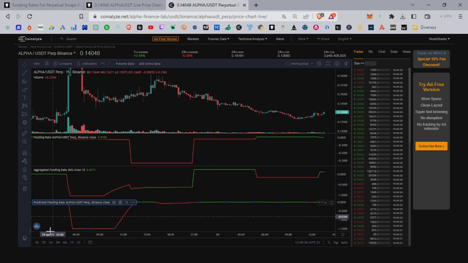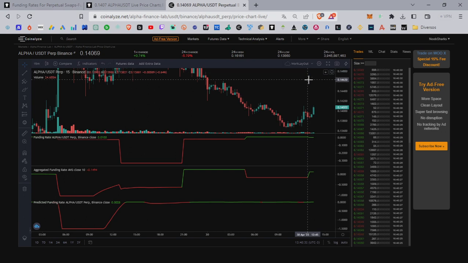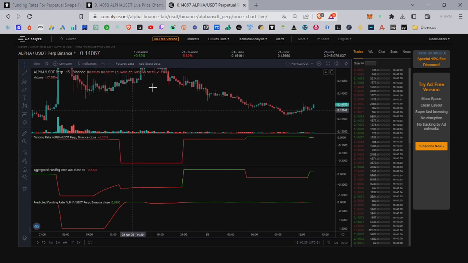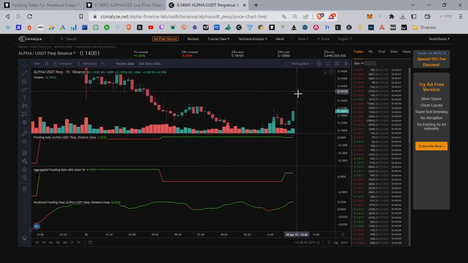Let's forget the predicted funding rate first. Let's look at the first two here. Well, you can see that the funding rate got very negative, and the price went up, and you see that it followed more or less. Then the funding rate got up and the price went down. But this is what I'm talking about.